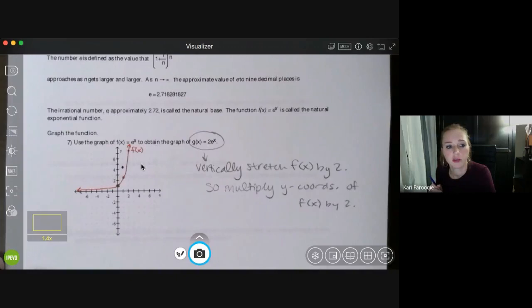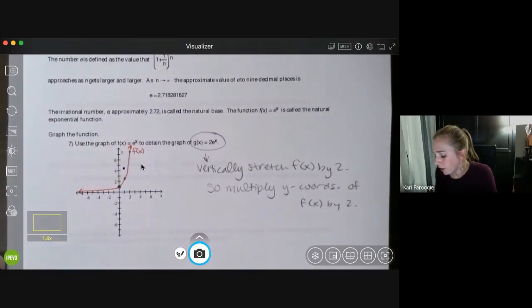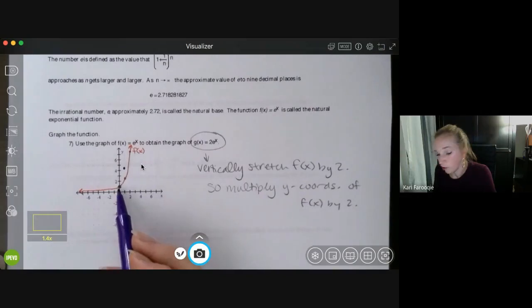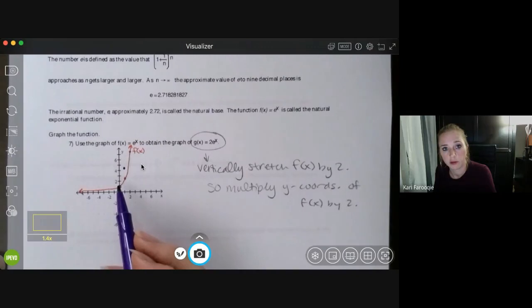So that point's going to be on G. The other point that we had that was important was the point at (0, 1). Leave the x coordinate the same, multiply the y coordinate by 2. So if you already have the point at (0, 1), well, your new graph g of x is going to have a point at (0, 2).